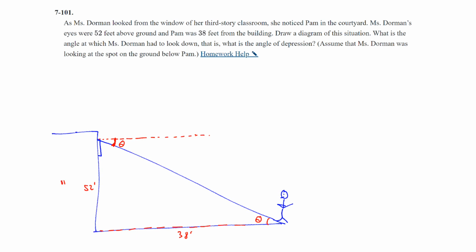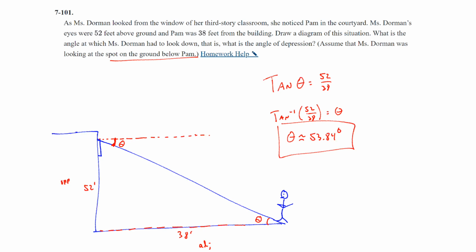Since we have the opposite side and the adjacent side given to us based on that angle theta, we can use tangent. Since it's a right triangle, we can say tangent of theta is 52 over 38. And remember, since we are looking for the angle measure, we're going to have to use the inverse of tangent. So what angle gives us a ratio of 52 over 38? Plug that into your calculator and see what you get. And so theta is approximately 53.84 degrees, to the nearest hundredth. So what is the angle that Miss Norman had to look down? That is the angle of depression. Once again, looking at the spot on the ground below Pam, that would be 53.84 degrees.